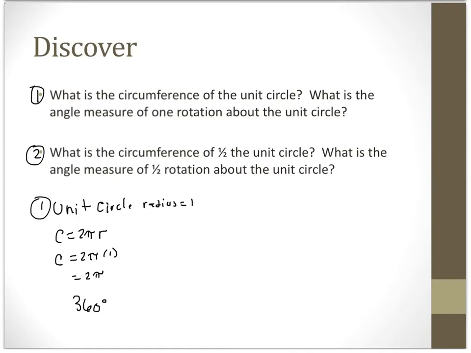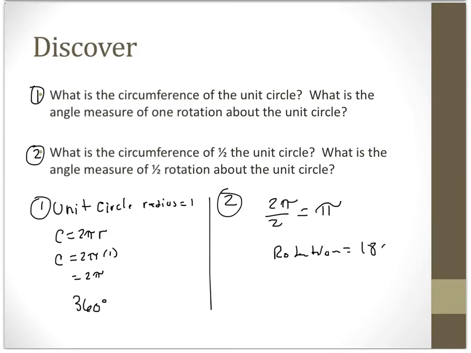Okay. What about half of the unit circle? Well, we would take the circumference and divide it by 2, and that would be the circumference of half the unit circle. Well, if we're talking about a rotation in degrees, that would be 180 degrees.